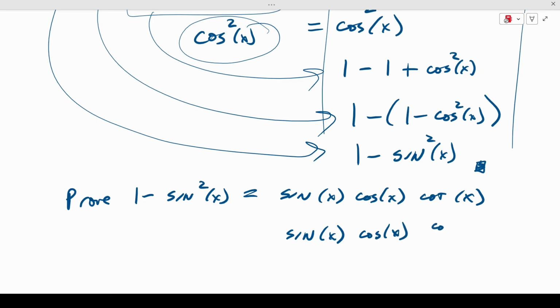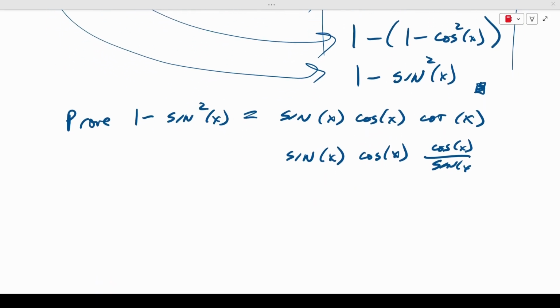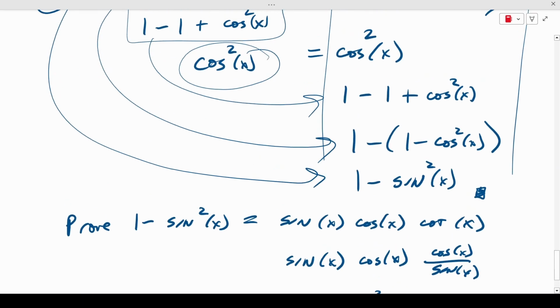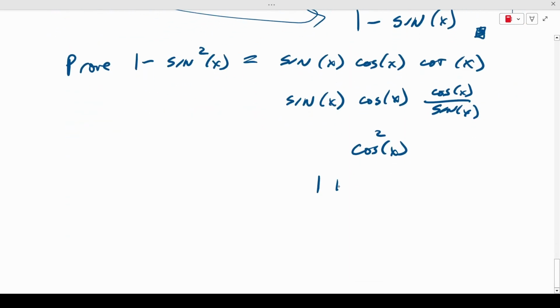Cos x over sine x. The sine x's go. I'm left with cos x squared. Then what did I put next? Well, then I put this magical plus 1 minus 1 business. So I just copy that out. Plus 1 minus 1 plus cos x squared.